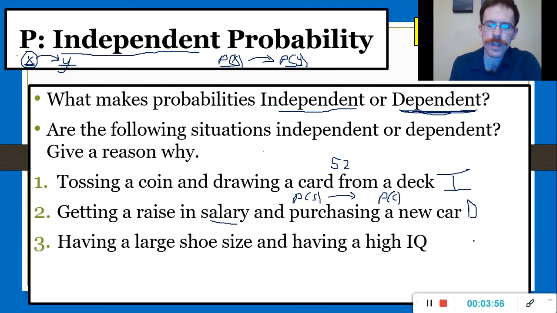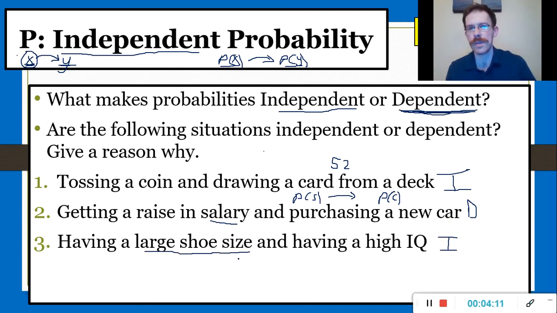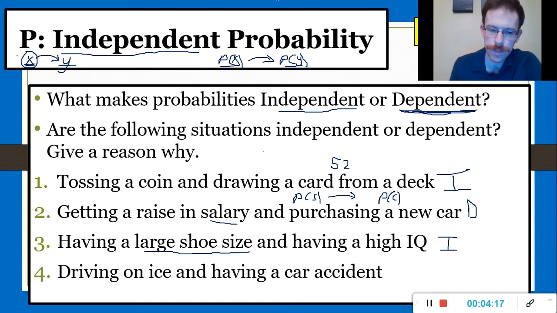Having a large shoe size and having a high IQ. Now, this, in my opinion, would be independent. If you have a large shoe size, well, you could have a high IQ, you could not have a high IQ. I really don't see any correlation or any link between the two.